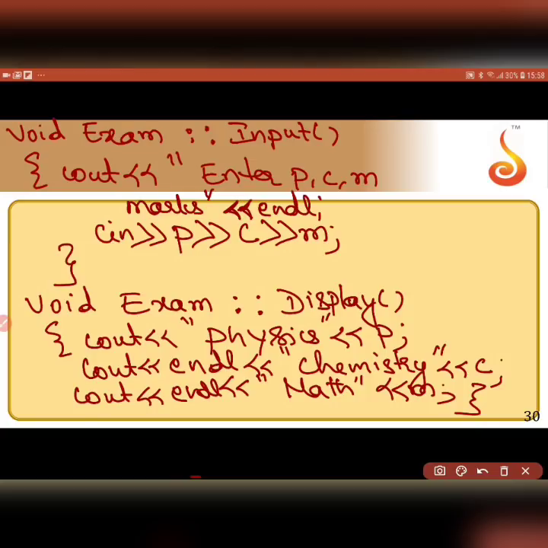So, I am writing physics; anything in quotes would be printed as it is. And physics, all this would be printed one below the other. I have endl in the beginning. So, first a new line, and then this is printed, and then this is printed, and this is printed. PCM marks would be printed. So, this is my input function, that is I am asking the user to enter the PCM marks. I am taking in the marks, and then in the display function I am writing physics, chemistry and math marks. This is what I do. Fine. Please make a note of it.